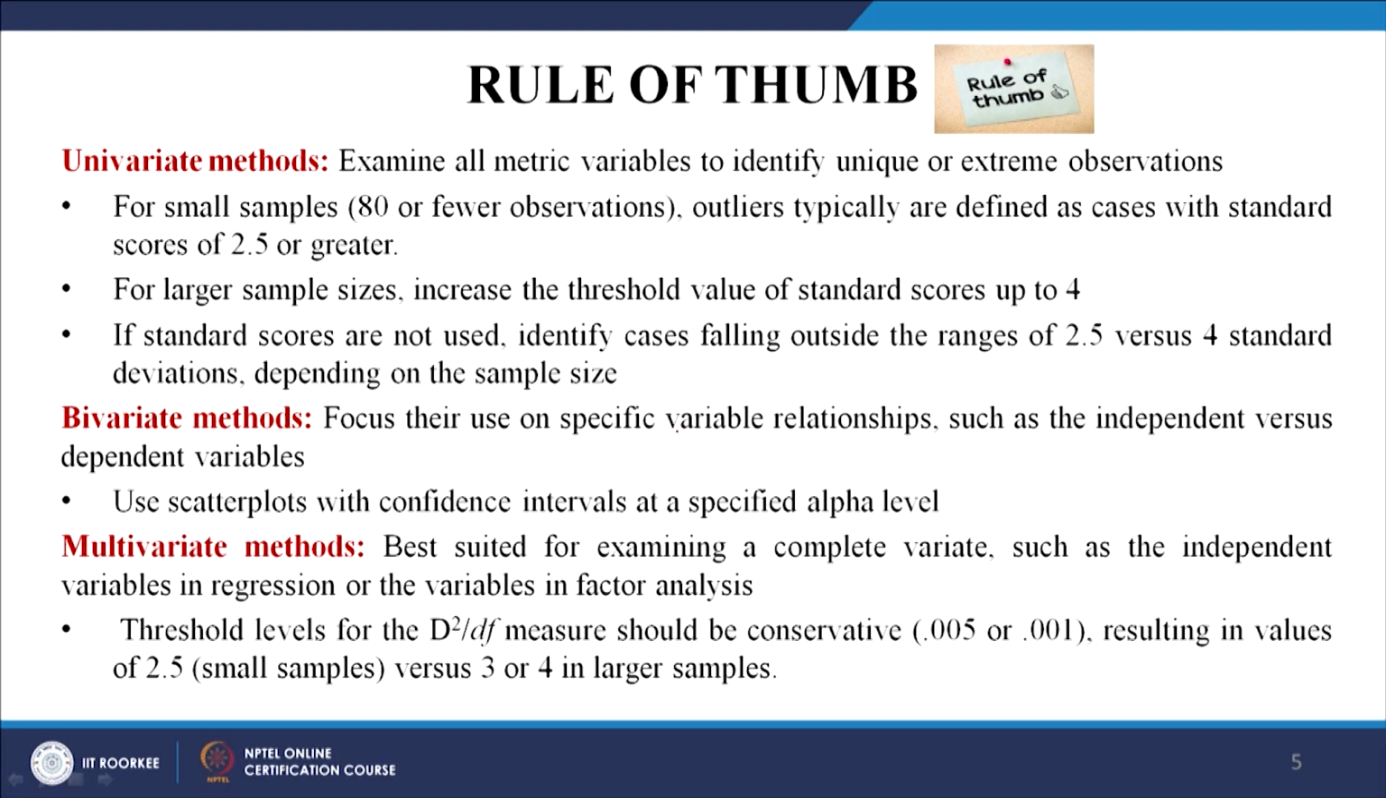Bivariate methods focus on specific variable relationships, such as the independent versus dependent variables. They use scatter plots with confidence intervals at a specified level, but I said this is more confusing and not relevant because you can just go through a multivariate method. This is the best method, which is suited for examining a complete variate because it takes all the variables together, such as the independent variables in regression or the variables in factor analysis, which we will come to later on. Threshold levels for the d square by df values should be between 2.5 or 3 and 4. So this is basically how you check for an outlier.